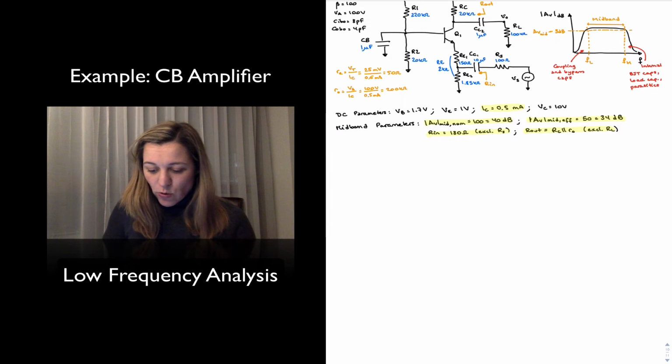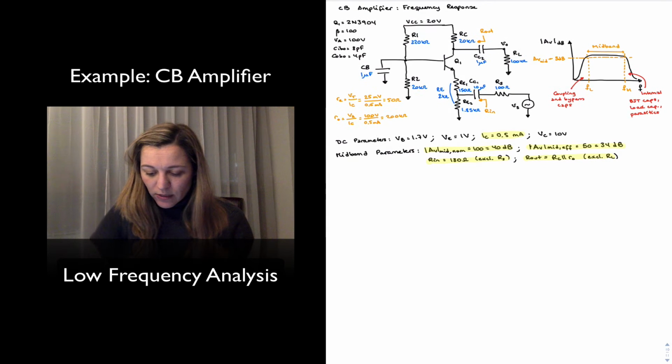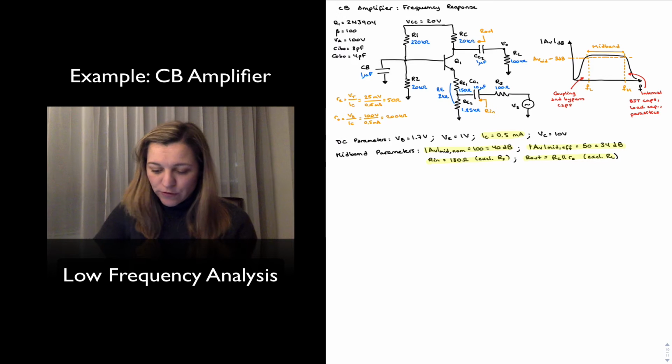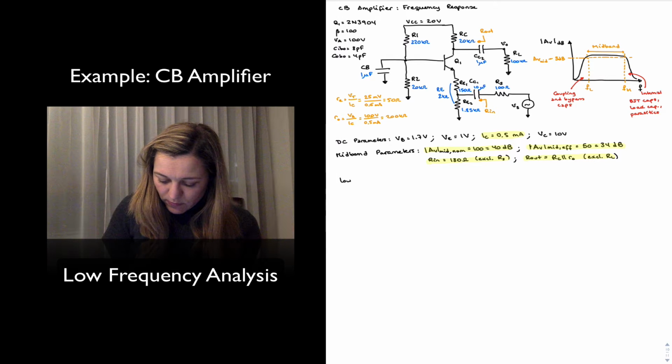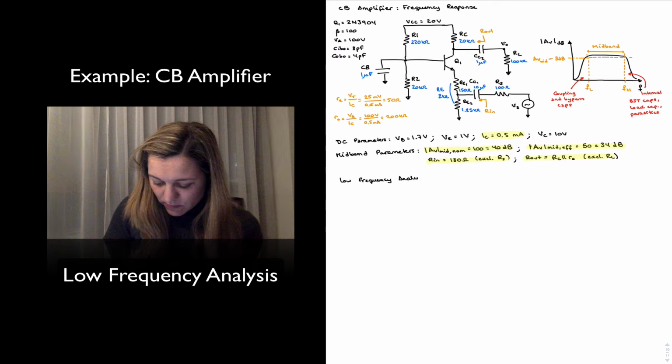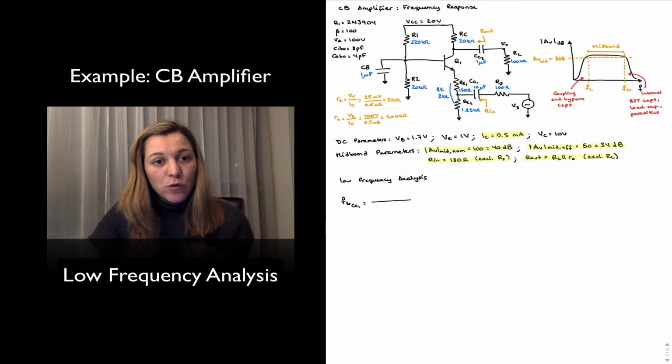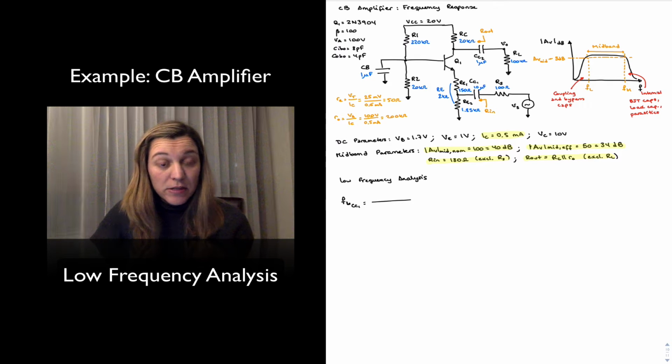So let's get started. We have three capacitors, CB, CC1, and CC2, and therefore we are going to calculate three low cutoff frequencies. So, low frequency analysis. First, we're going to calculate the low cutoff frequency due to CC1, so FL due to CC1. Each one of those capacitors forms a first order high pass RC filter with the Thevenin resistance, or the equivalent resistance, connected across the capacitor's terminals.